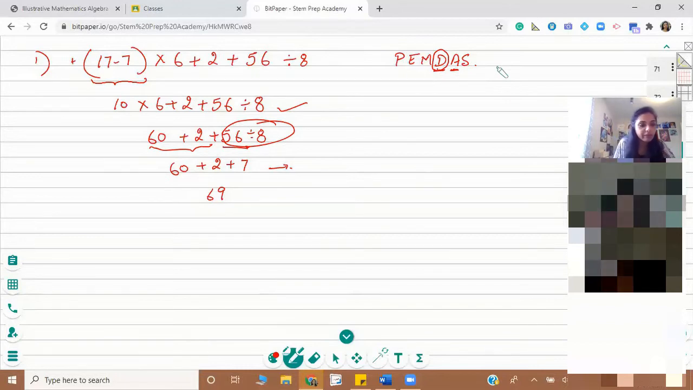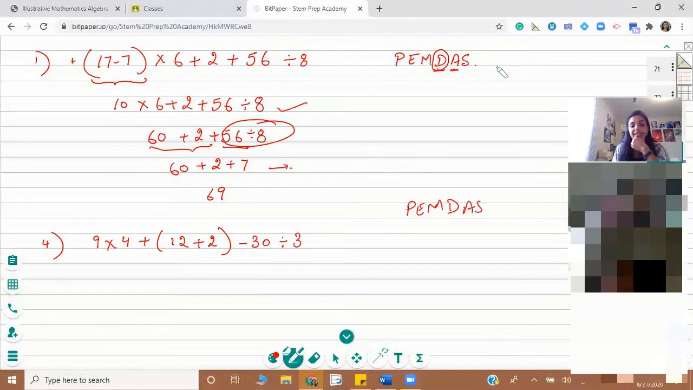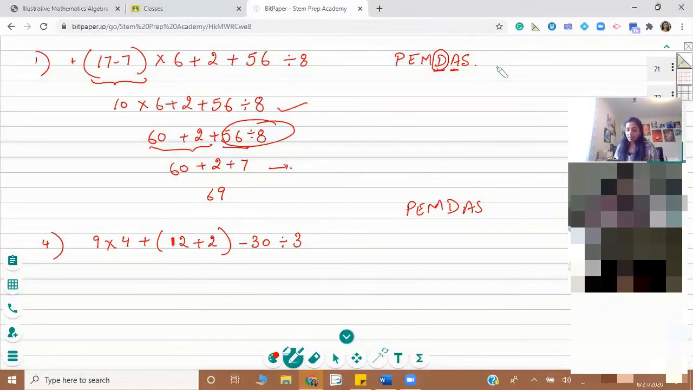Let's see question number 4. Question number 4 on this page is 9 times 4 plus 12 plus 2 minus 30 divided by 3. Okay, solve this. Xenia, you will be telling me all the steps of this question, beta, okay? So make it quick. And Adha, you should also be doing this. Whoever gets it first, please let me know the answer. Let me check your this one over here.